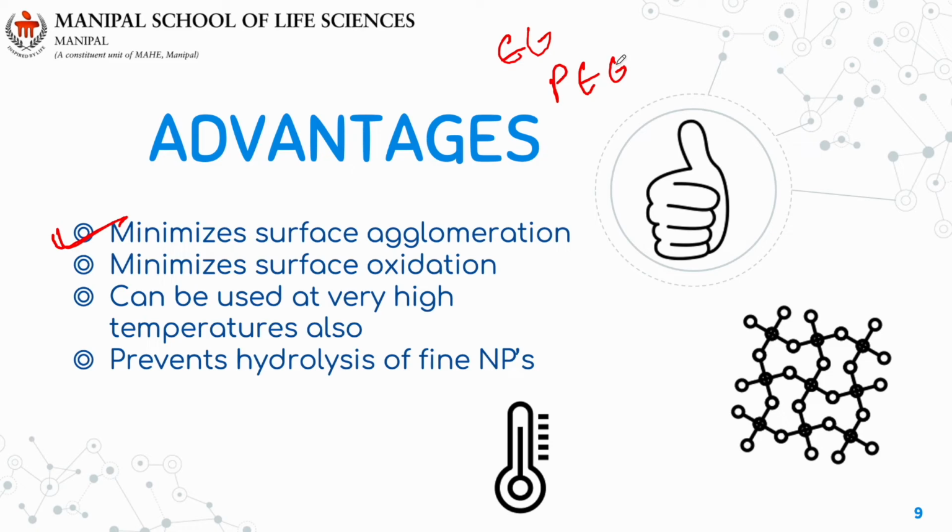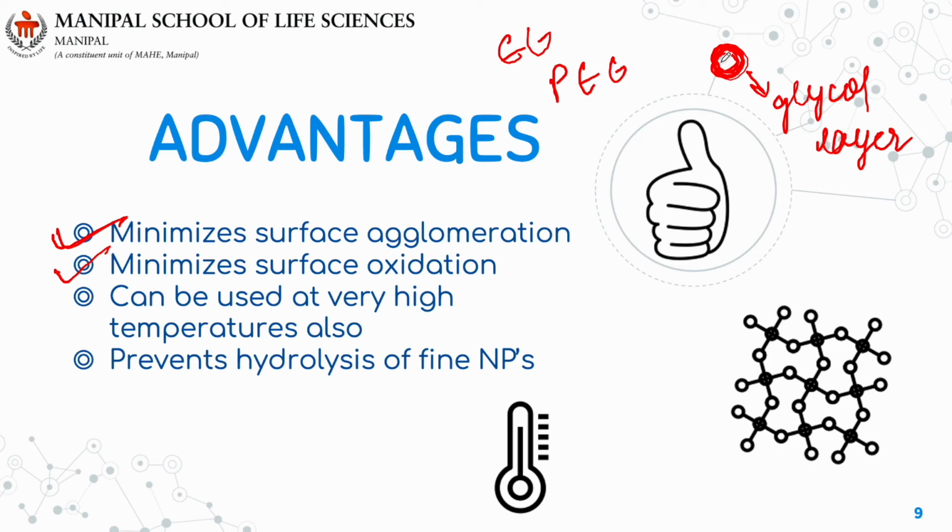But in this, since there is a glycol layer, there is no agglomeration of the nanoparticles. Second advantage is it minimizes surface oxidation. Obviously, we don't need to maintain inert conditions in this method. Why? Because there is a glycol layer present around the nanoparticles. Since there is a glycol layer present around the nanoparticles, there is no chance of oxidation of the nanoparticles. So we don't need to use inert atmosphere for this method.